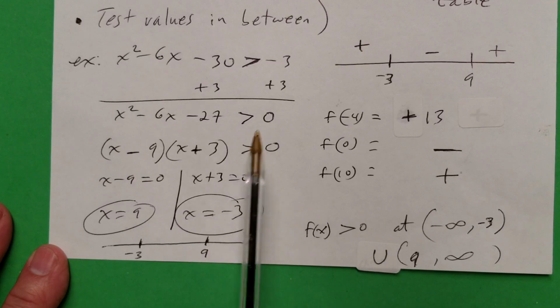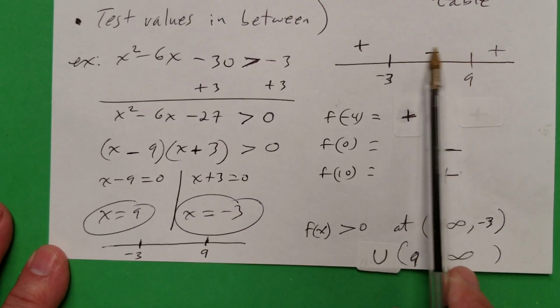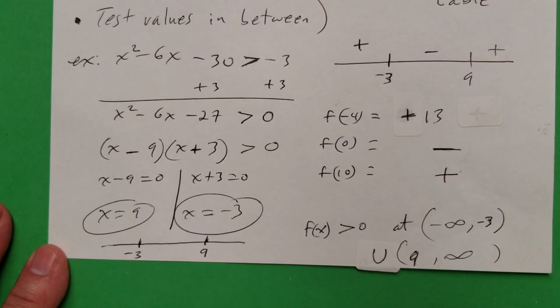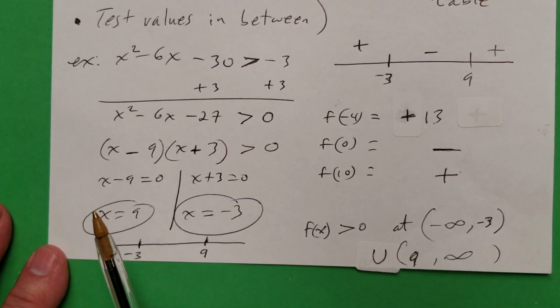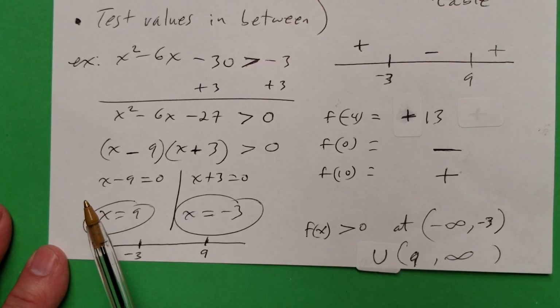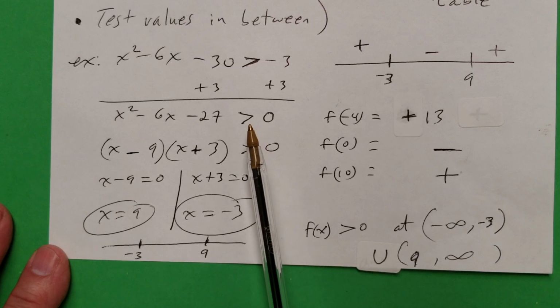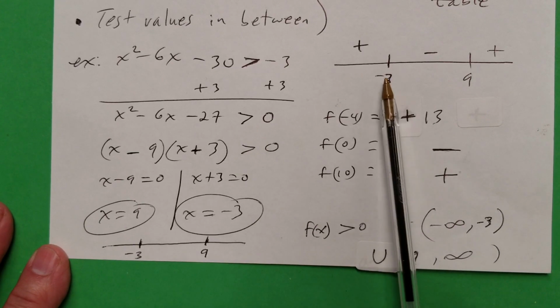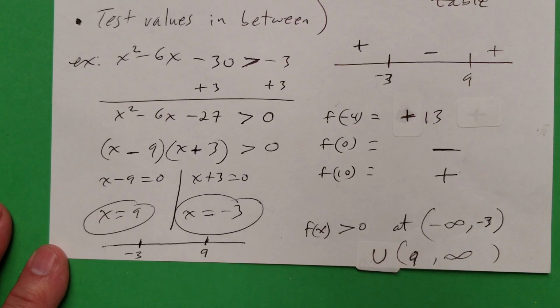By the way, if that would have said less than 0, then I would have taken this area here, right? From -3 to 9. But the question was greater than 0. If it said equal to 0, now I'm really going further than I need to. If it would have said equal to 0, then the answer would have been just -3 and +9. Done. Okay? All right.